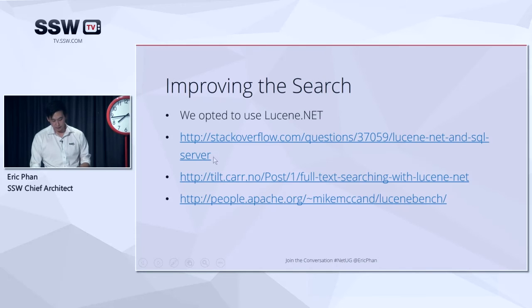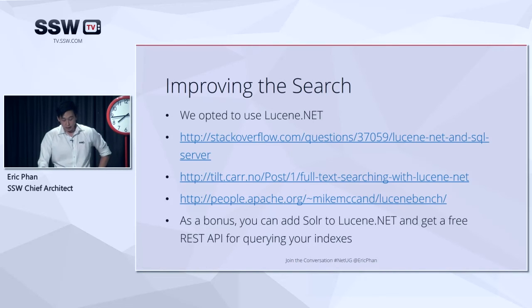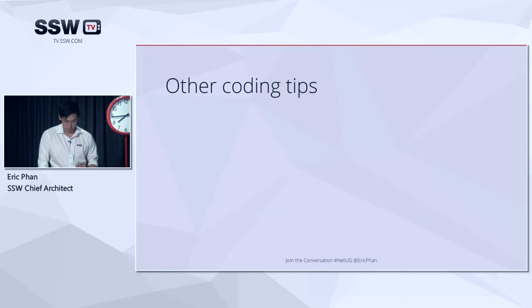So check out these pages on what you can do with Lucene.net, and there's a benchmark there as well. And the other cool thing about Lucene is that there's another bolt-on to Solr that gives you a free REST API on top of your search index. So you can query your indexes using REST, which is pretty cool.